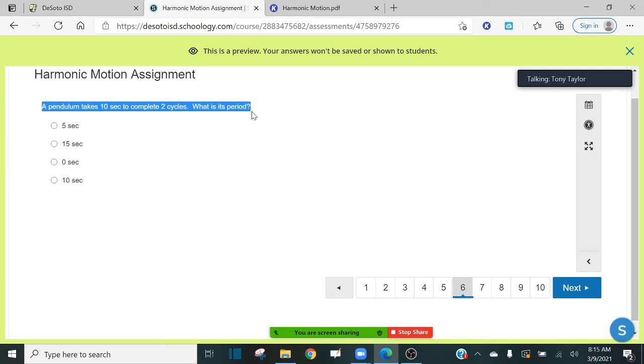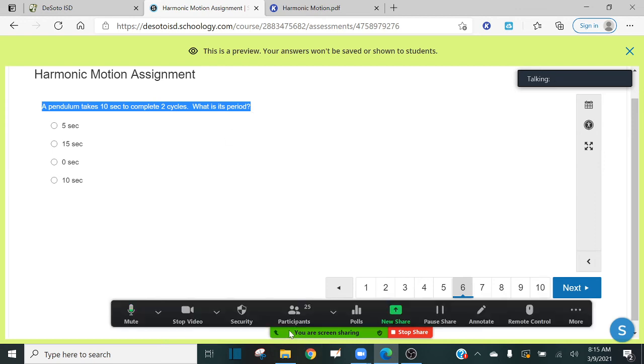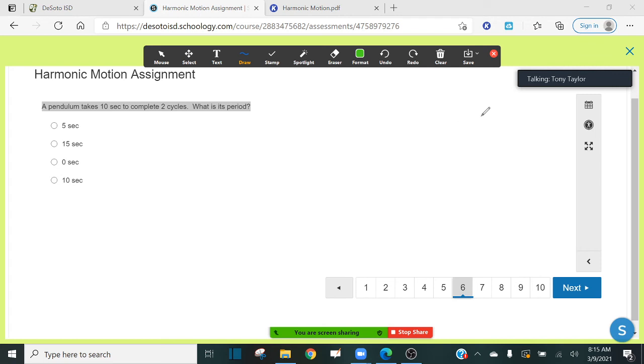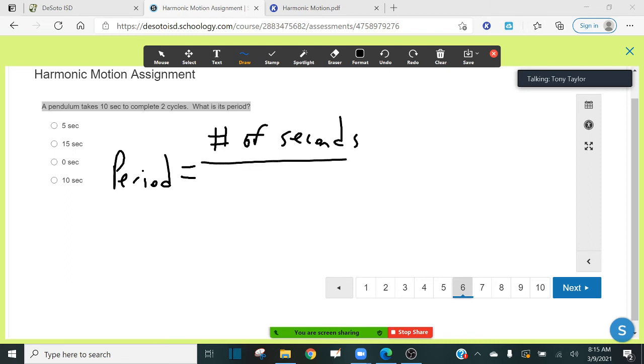Excuse me, I said that wrong. It is seconds divided by cycles. Let me make sure I say that again correctly. Period just means the number of seconds in one cycle. So anytime you want to find period, I'm going to write this down. Period is equal to the number of seconds divided by the number of cycles.